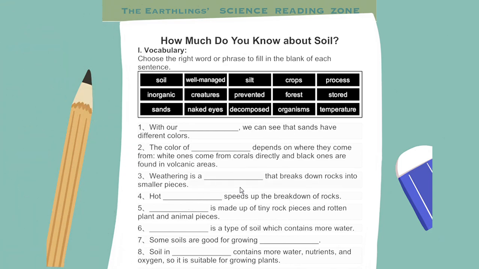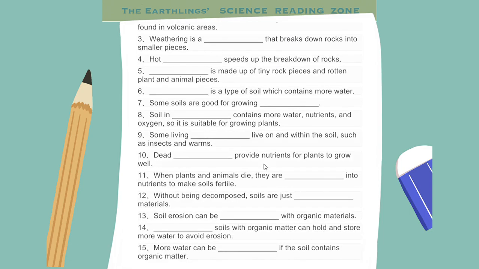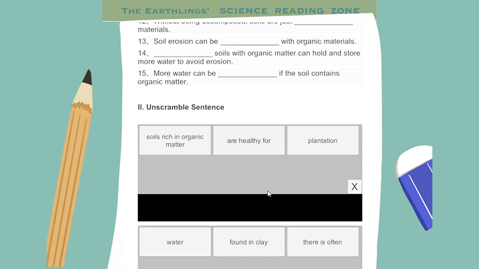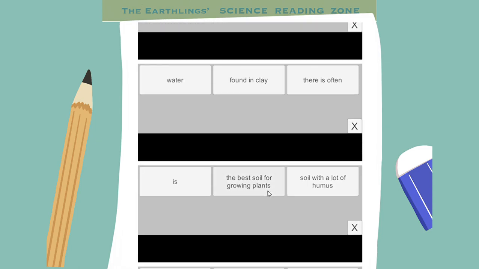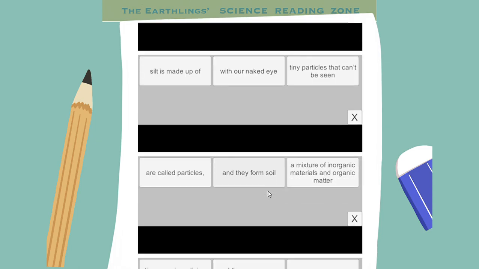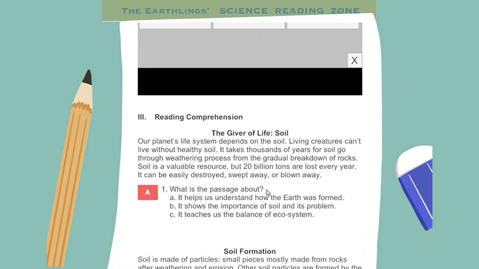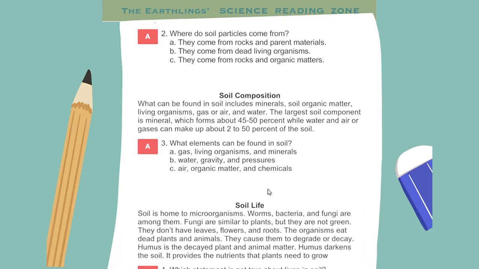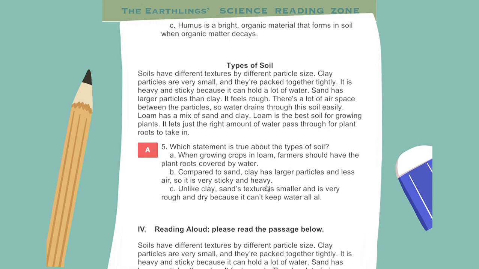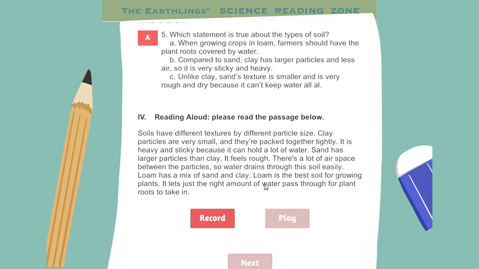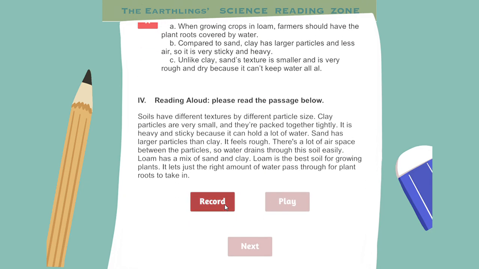So here, students will have the pre-test. It includes vocabulary, unscramble sentences, which means reconstruct the sentences, and reading comprehension. The last part is reading aloud. Students need to record their voice and finish the task.